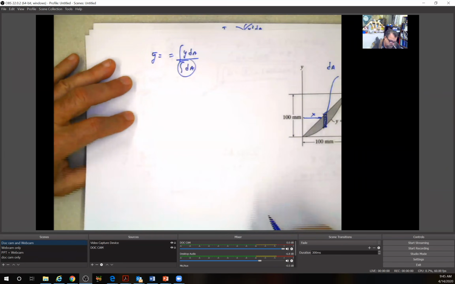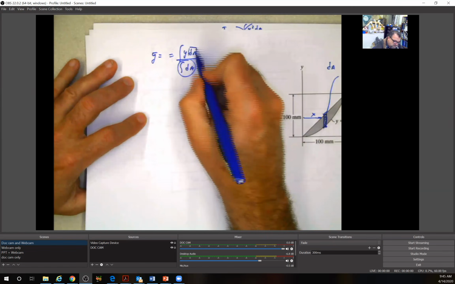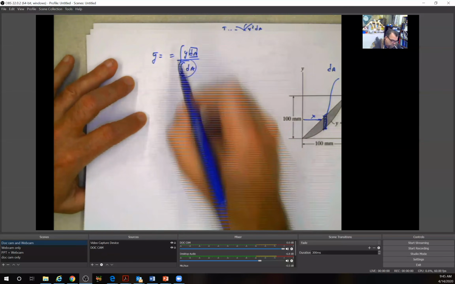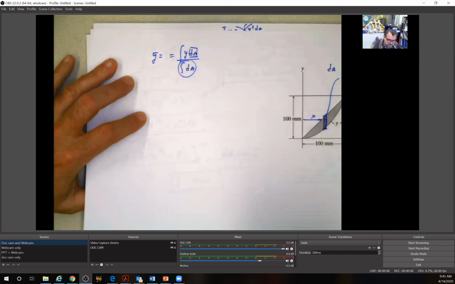And this we know, by the way. But the differential of area we know. So why do I have to change my differential of area? No, you don't have to change your differential of area. You can measure y also and keep the same differential of area.